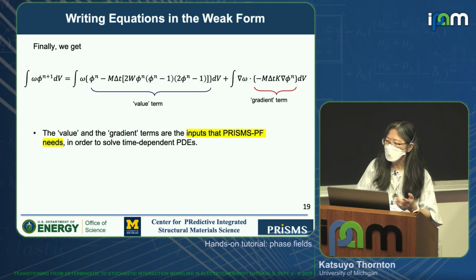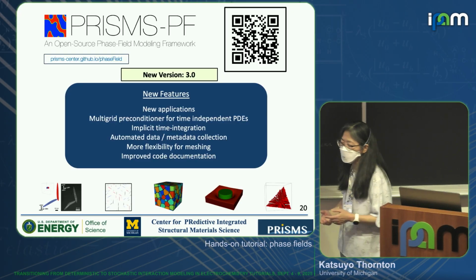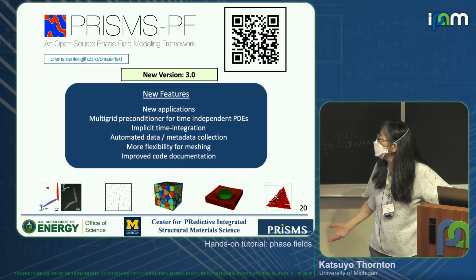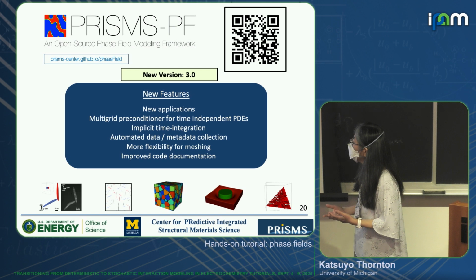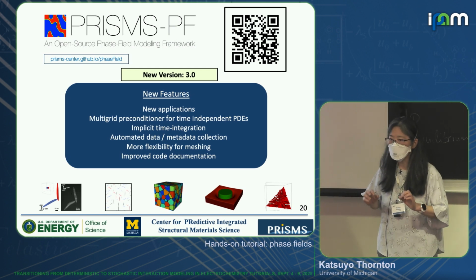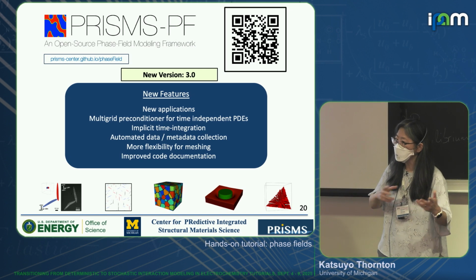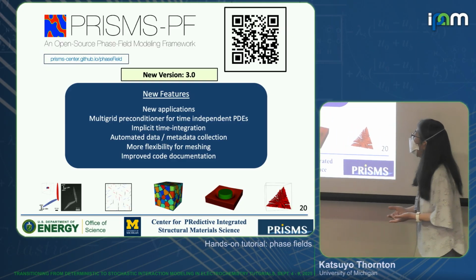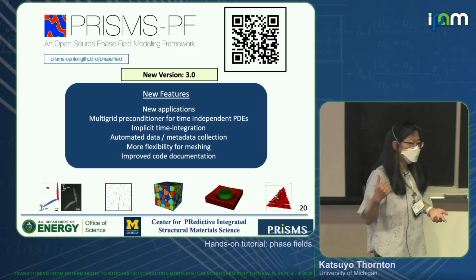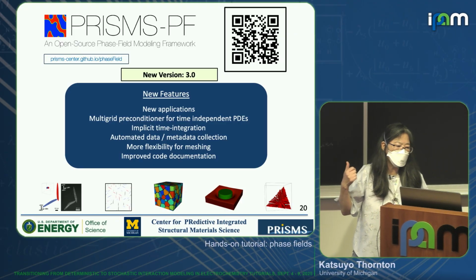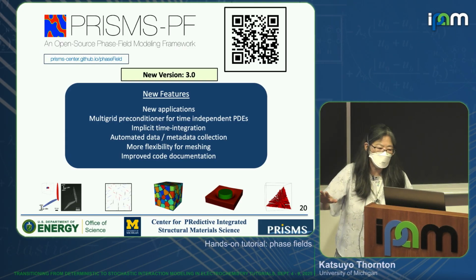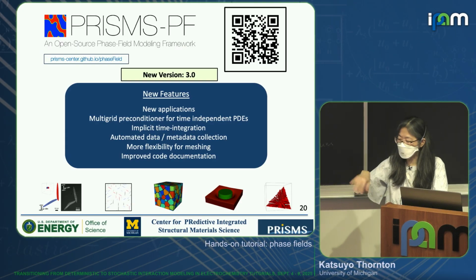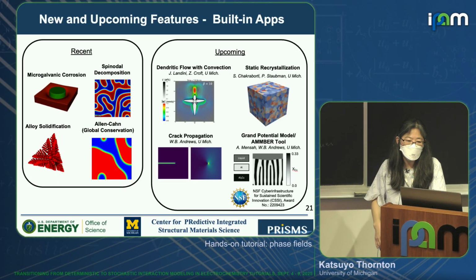PRISMS-PF is something that we are still developing. It gets better and better, and we have more and more applications. Applications are nice because they give you an example of how you implement a certain partial differential equation. We have 3.0 available, but today we are just going to stick with 2.4 because the Docker implementation is available.